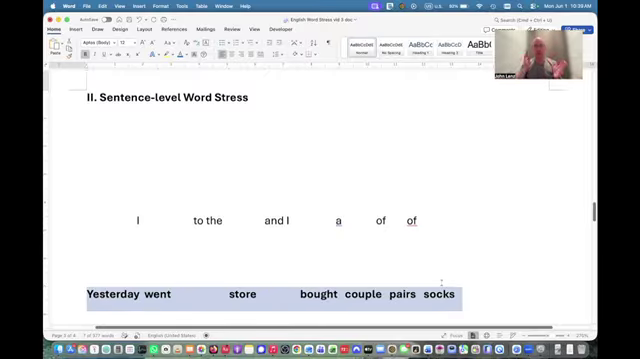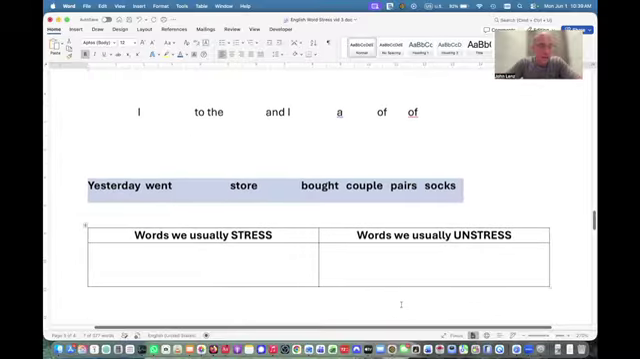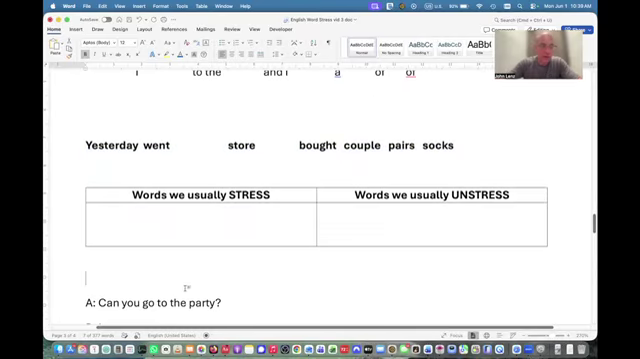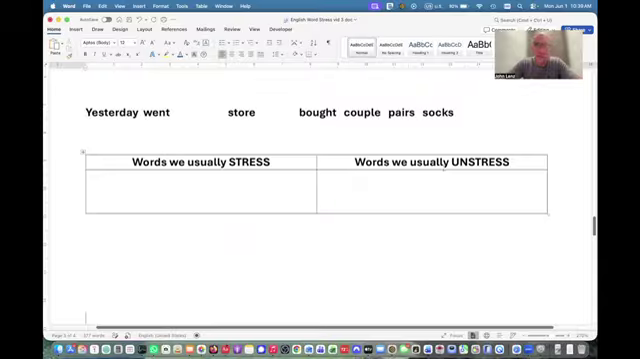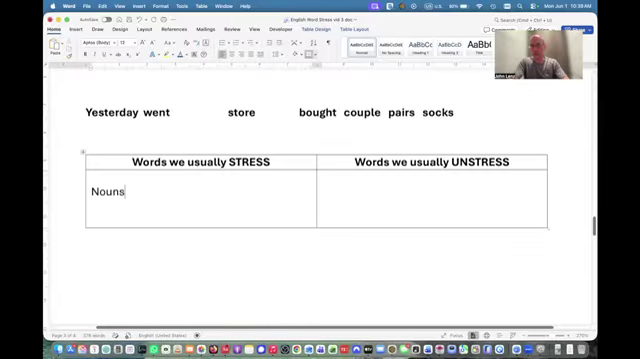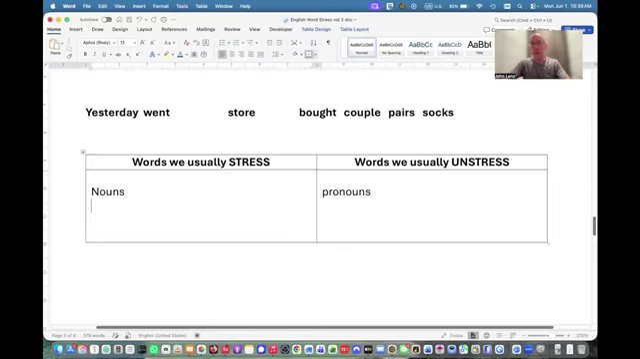Okay, so that tells you that we have two different kinds of words. In phonetics, when you're learning about pronunciation in textbooks, they refer to the first group of words as function words, and the second group of words they call content words. Okay, let's make a little chart here. So, which words do we normally stress in a sentence, and which words do we normally unstress in a sentence? Nouns, we stress. Pronouns, we do not. Generally, you can always stress things for your own particular reason, but this is the usual case.